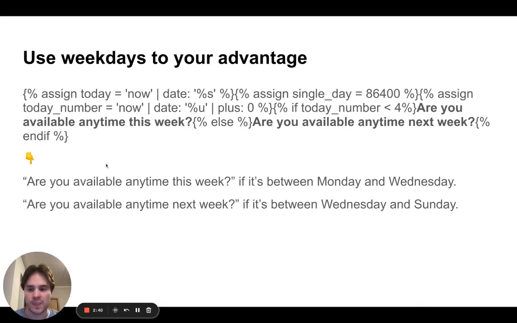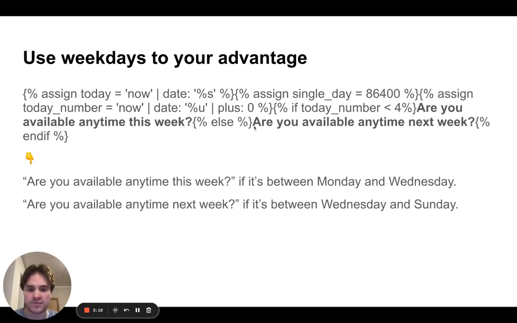So what this will do is it will say, are you available anytime this week if it's between Monday and Wednesday? And it will say, are you available anytime next week if it's between Wednesday and Sunday? So again, what I wanted to highlight here is the text parts in the custom variable itself. Let's say in this case, it says, are you available anytime this week and are you available anytime next week? But these texts are completely changeable. So if you want to say something different based on these times, let's say you want to say something else on Monday and Wednesday and something else on Wednesday and Sunday, you can change these texts. So it doesn't have to be this one, but that's just one use case.